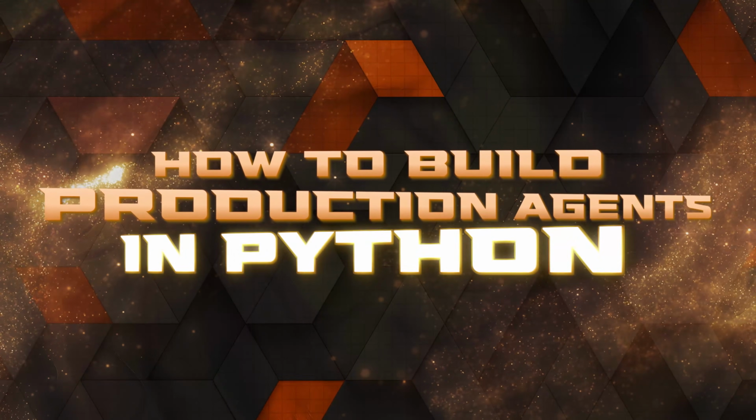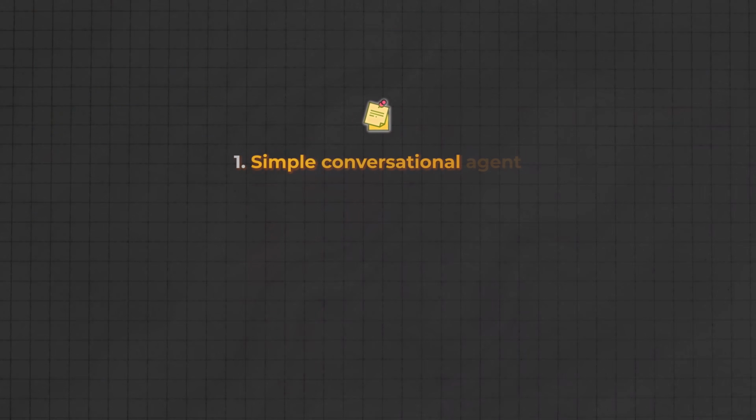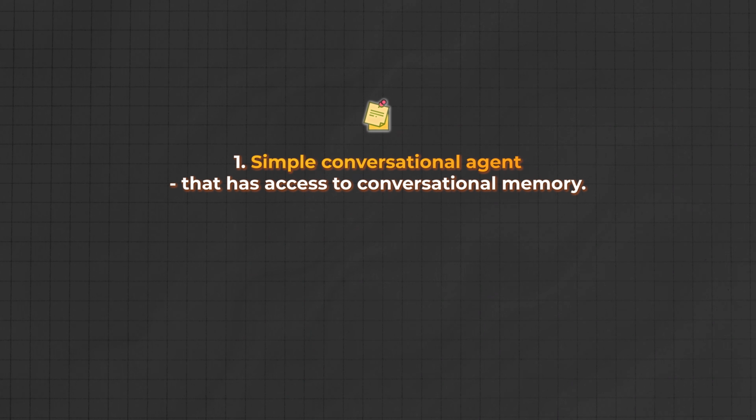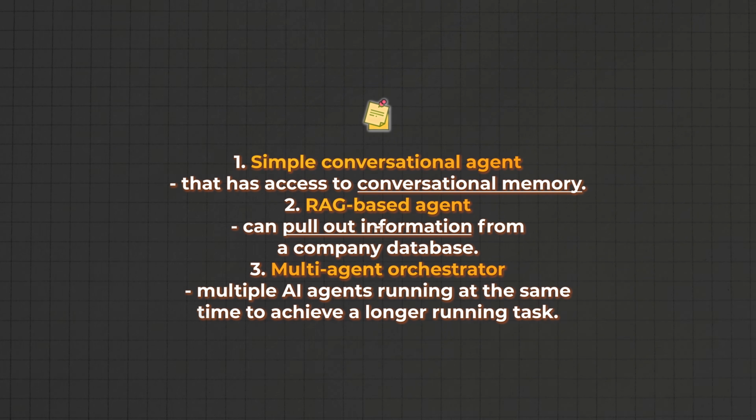In this video, I'll be going through a full course on how to build production AI agents in Python. We're going to write every single line of code, and I'm going to show you how to build 3 AI agents. The first is going to be a simple conversational agent that has access to conversational memory. The second is going to be a RAG-based agent where it can pull out information from like a company database. And then the last agent is going to be a multi-agent orchestrator where we actually have multiple AI agents running at the same time to achieve a longer running task.